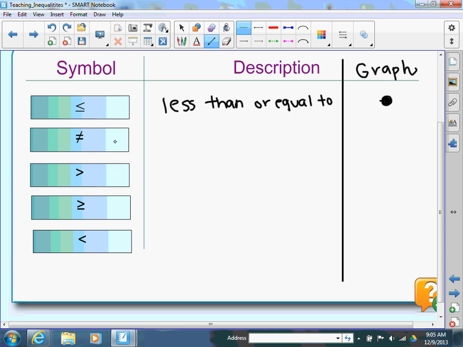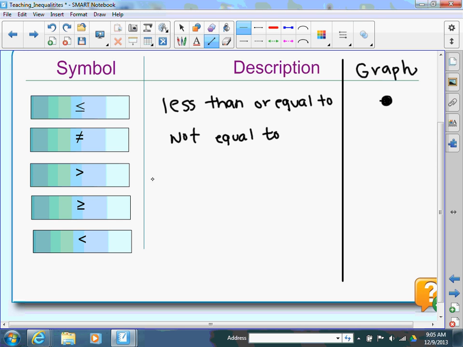Have the next one. And that's not equal to, it has a line through it. What do you think that means? Not equal to. That's why it has the line through it. And there's no symbol for a graph for that one. Just put nothing.